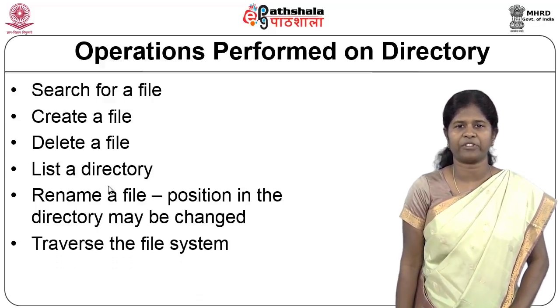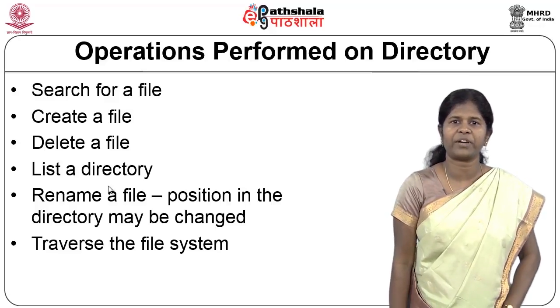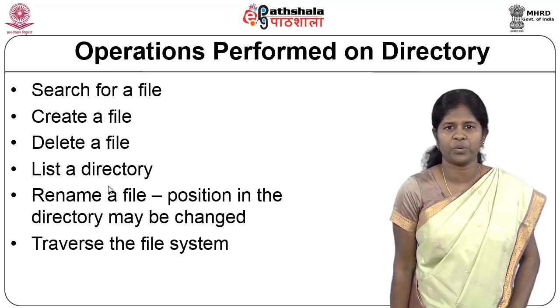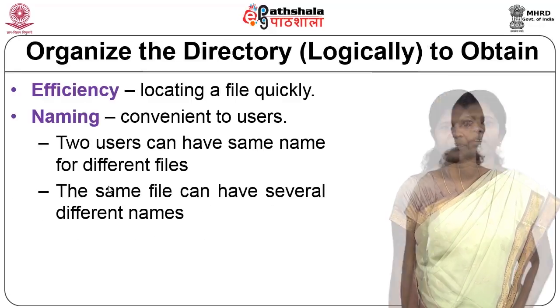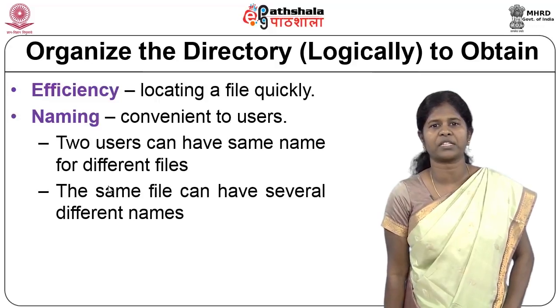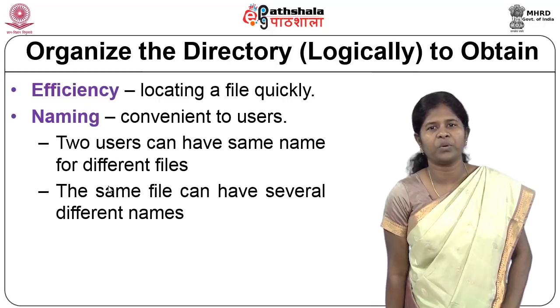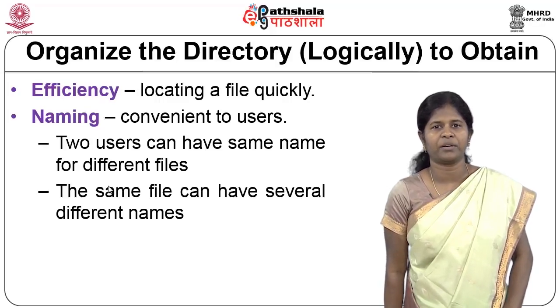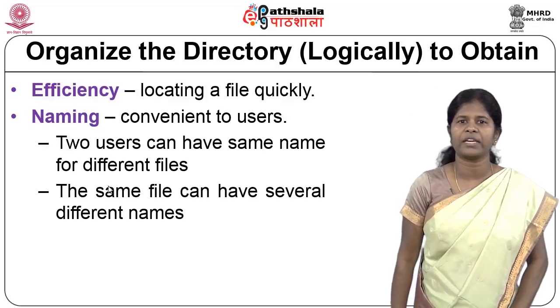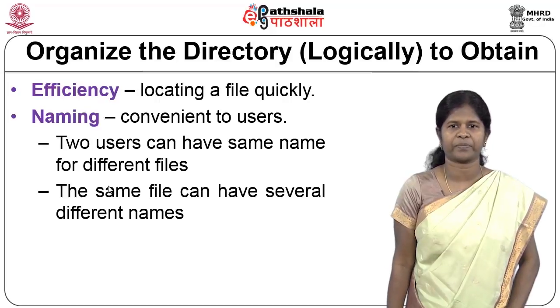Then traversing the file system. For traversing the file system you need to have permissions to operate on the directory. So, the directory again has to be organized logically and properly, so that all these parameters are achieved. One is the efficiency, that is, it is efficient if you are able to locate a file quickly.